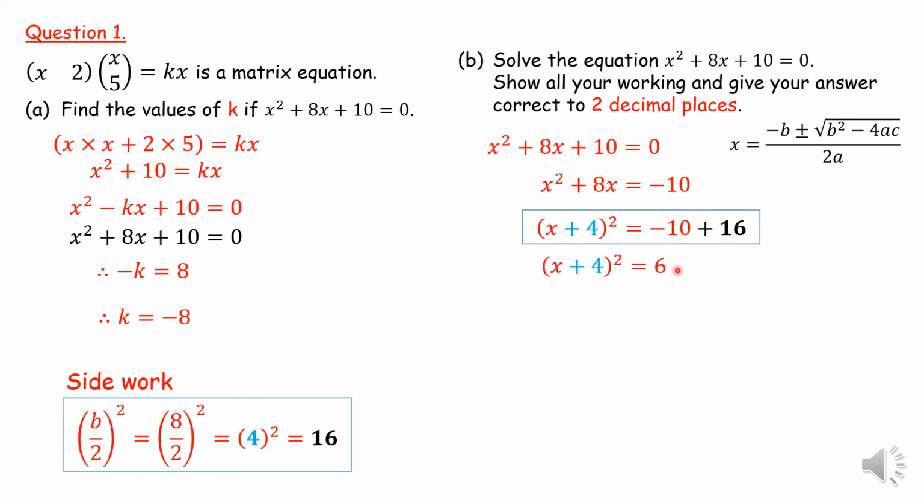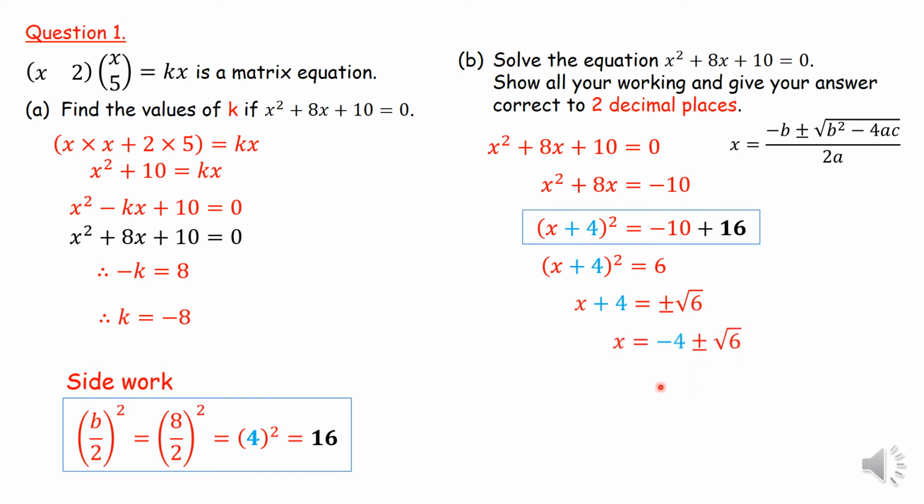And because I have a positive number, I can find roots or solutions for this equation. Now, the square root of 6 is an irrational number, and that is why your answer would be given as a rounded answer.